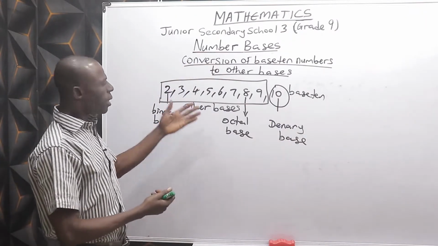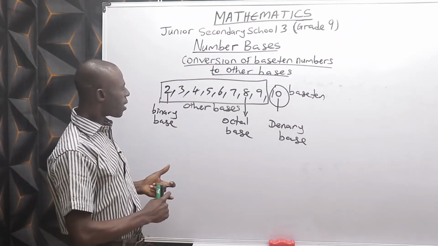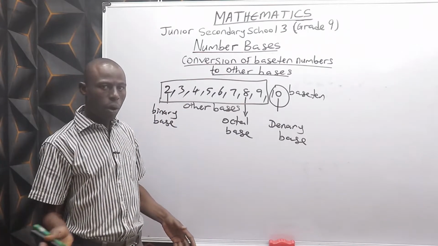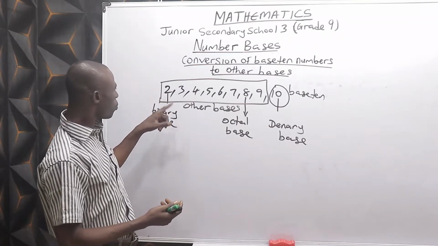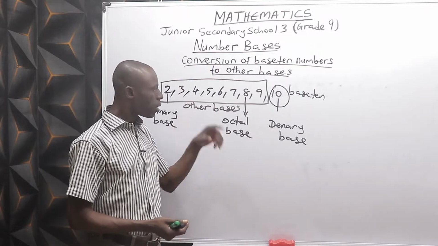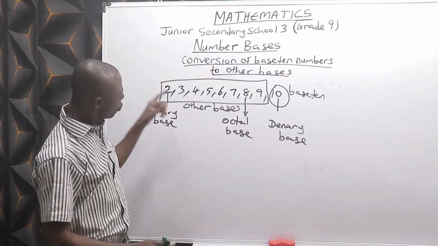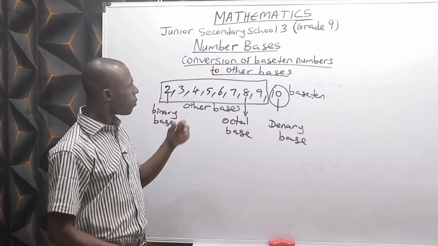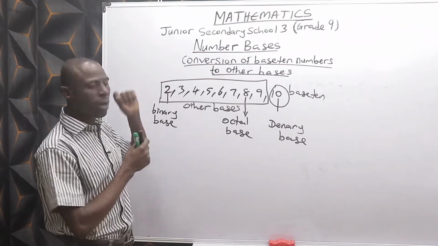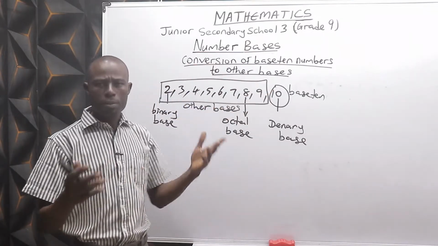Now, there are 3 levels of conversion in number bases. We can convert a number that is in base 10 to other bases. When we say to other bases, you can now understand that to base 2, or to base 3, or to base 4, or to base 5, to base 6, to base 7, to base 8, to base 9, or to base 11, 12, and so forth. So, conversion of base 10 numbers to other bases is where we are starting from.